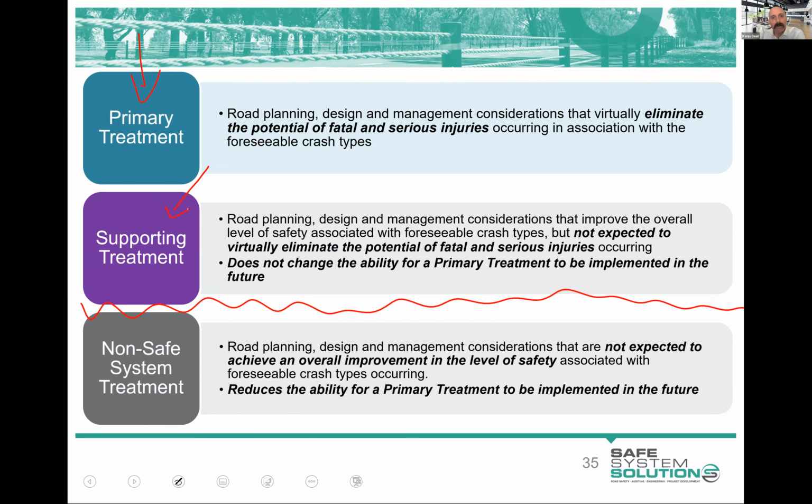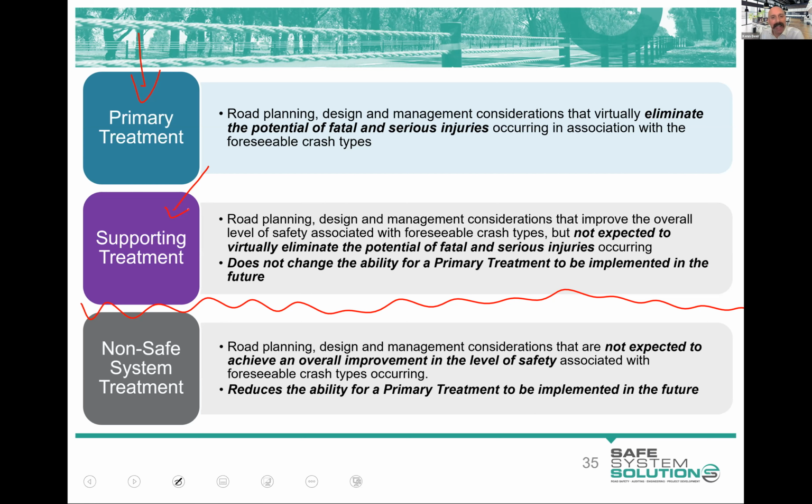Now, primary treatments are our big, meaty, significant alterations to the design and management that virtually eliminate the potential for fatal and serious injuries associated with foreseeable crash types, associated with that crash type that you're looking at, that column that you were thinking about.